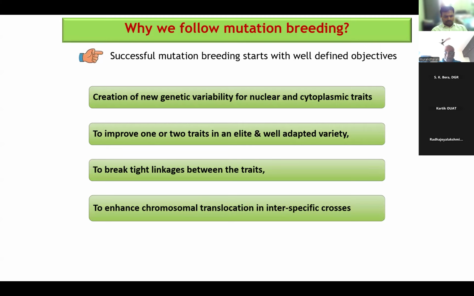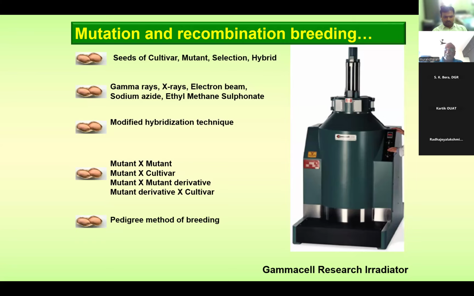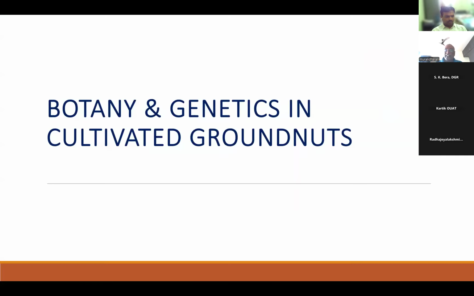And if you see, even in mutation, at first we released only mutants. Now we have mutant cultivars, mutant derivatives and cultivars. By mutation breeding, we have released so many varieties. So far, 41 varieties have been released in groundnut through mutation, of which 16 are from BARC alone. Botany and genetics in cultivated groundnut, in detail.